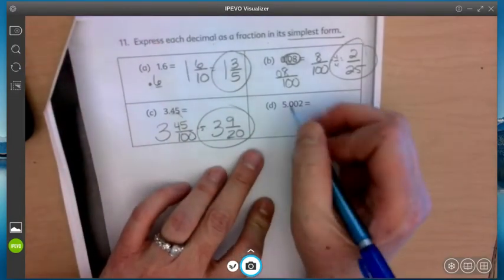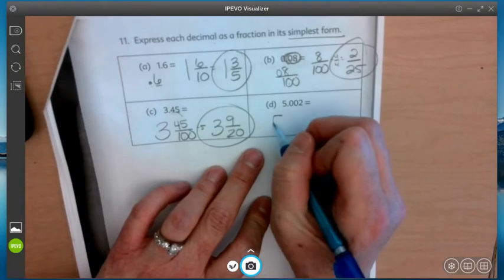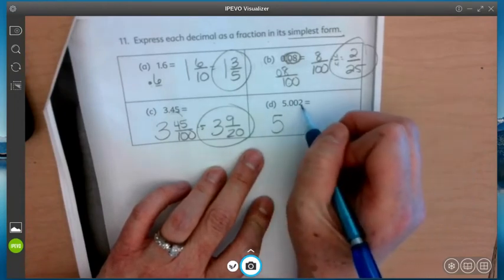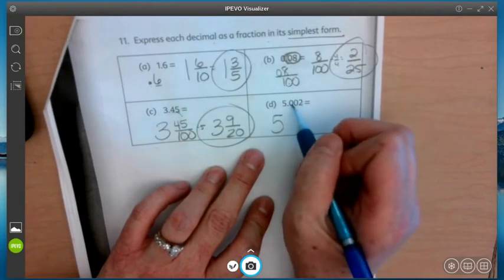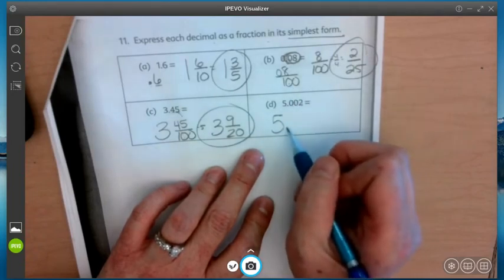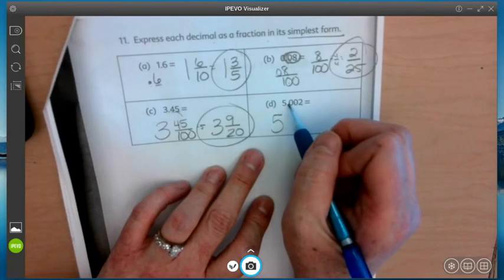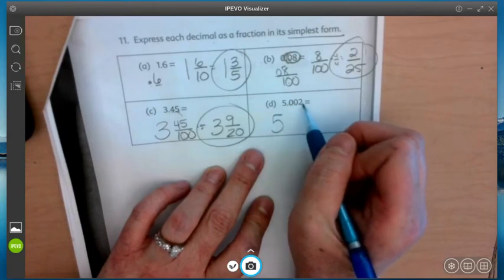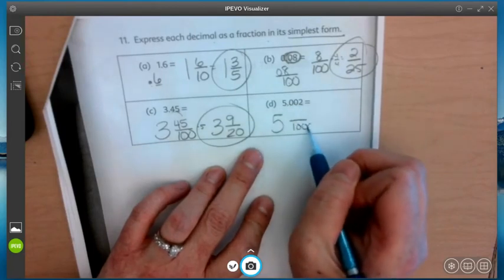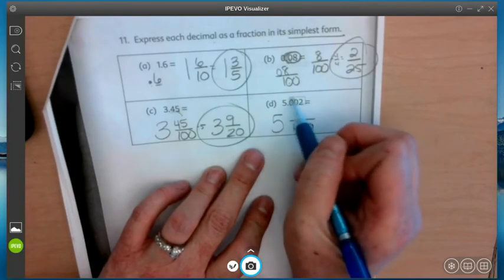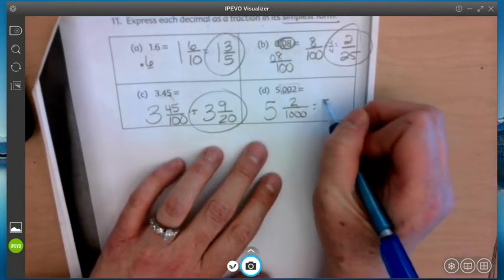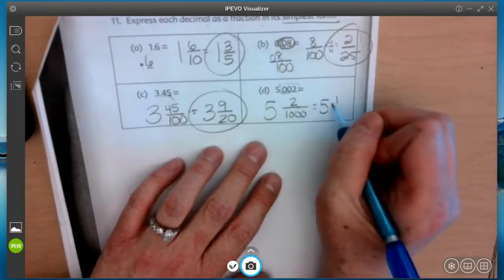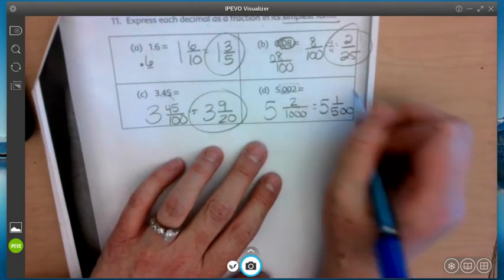And then the last one, the whole number was 5. Now this ends in the thousandths place, so your answer is going to have 3 digits over, so it's going to have 3 zeros on the bottom. Or you could think tenths, hundredths, thousandths, however you like to think about it. And then just say this number. This number is 2, but then this reduces to 5. They both divide by 2, and 1 over 500.